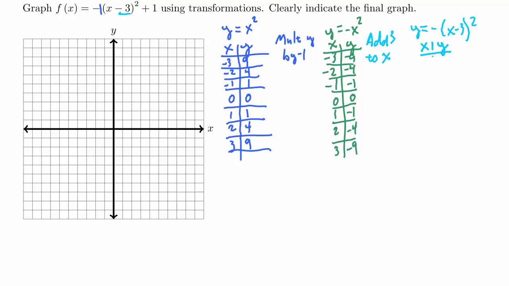And this gives me a new table because of this. Because I'm adding 3 to x, that means that my y values will all stay the same. So I still have negative 9, negative 4, negative 1, 0, negative 1, negative 4, and negative 9. But I need to add 3 to all these x values. So negative 3 plus 3 is 0. Negative 2 plus 3 is 1. Negative 1 plus 3 is 2, and so on and so forth.